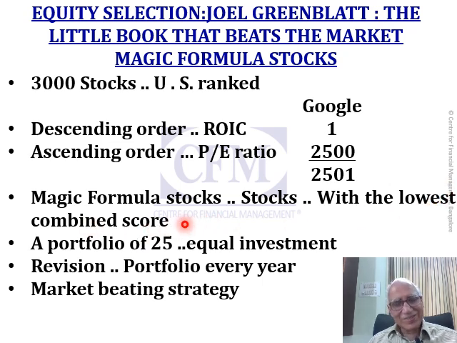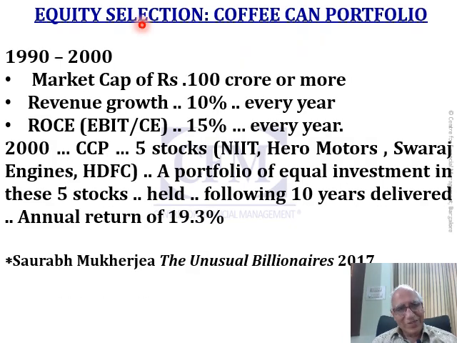He says, create a portfolio of 25 stocks which have the lowest combined score by investing an equal amount in each of these 25 stocks. Revise the portfolio every year. According to him, this strategy is a market beating strategy, and he has shown historically such a strategy has worked extremely well.